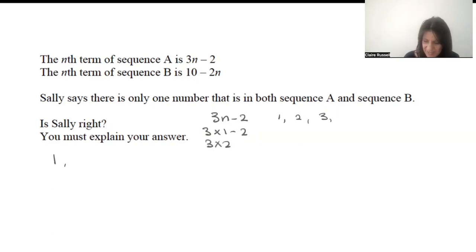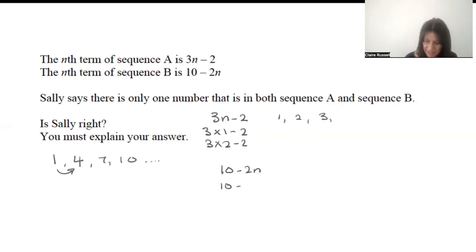3 times 2 is 6, take 2 is 4. Now, I could keep going like that, or I could see that it's going up 3, and I could just write a couple more just to get a feel for it. And then I'm going to do the exact same thing with my 10 minus 2n. So again, that 1 is going to go in where the n is, then the 2, then the 3.